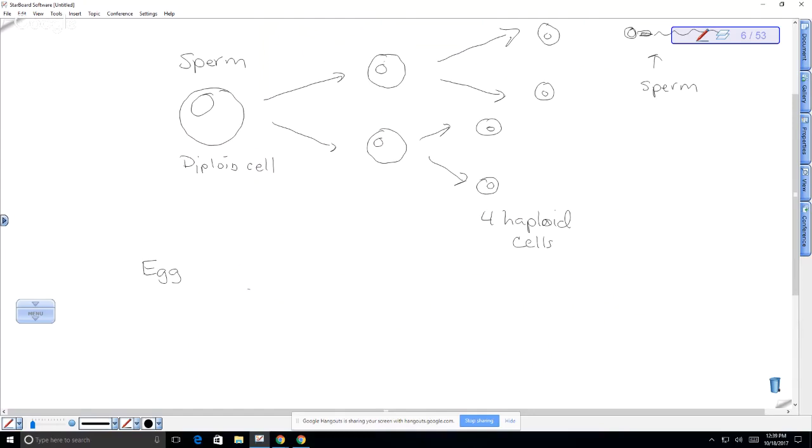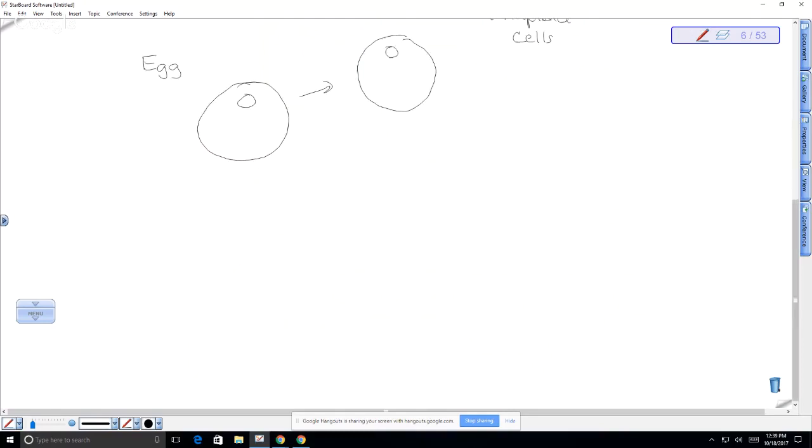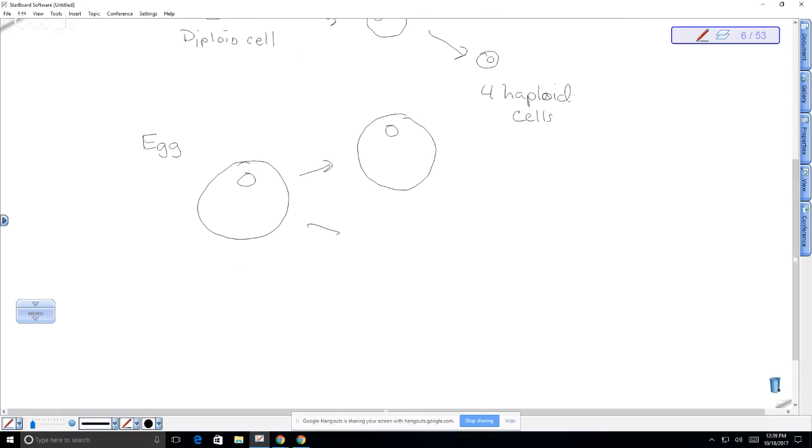So we start out with our diploid cell, okay? And something really interesting happens during meiosis in the ovaries. And that is one of the nuclei gets all of the cytoplasm. Okay. The other nuclei gets hardly any cytoplasm. So I'll just put my nucleus and then it'll be a little bit of cytoplasm. Okay.